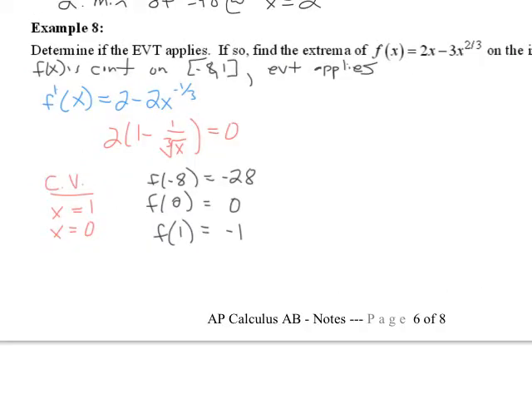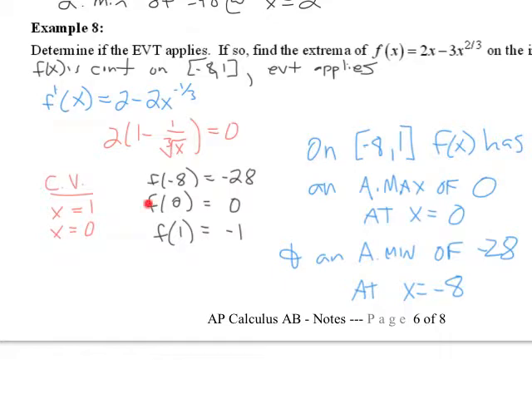Alright, so the function is continuous on the interval, so the EVT applies. We take the derivative and then we do some fancy factoring and cleaning up, and we set it equal to 0. When x is 1, we get an answer of 0, and when x is 0, the derivative does not exist. And then we test the 3 endpoints, and we're able to draw our conclusion. We get an absolute max of 0 at x equals 0, and an absolute min of negative 28 at x equals 8 for that interval.